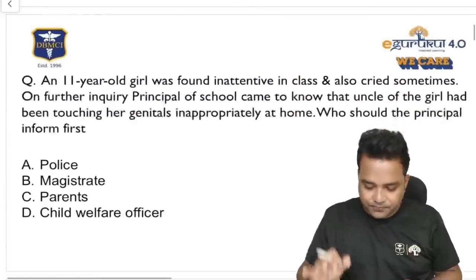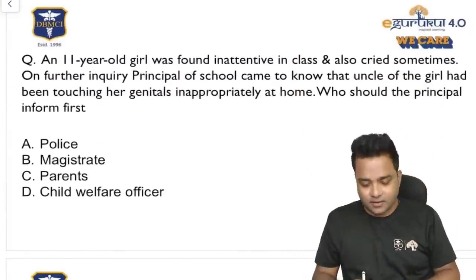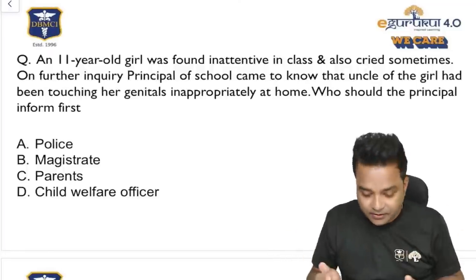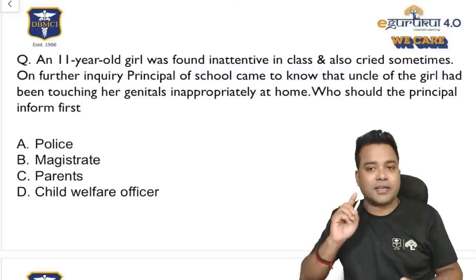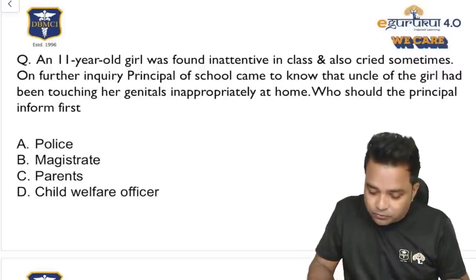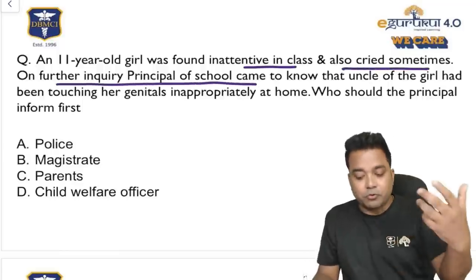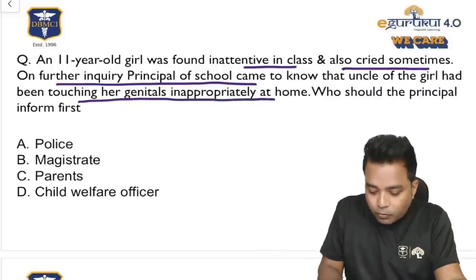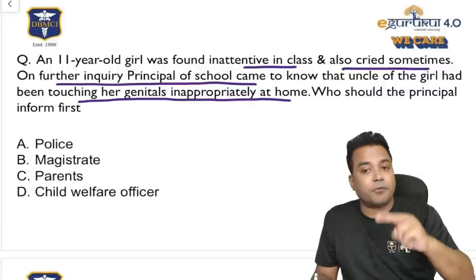Come to the next one. This is another hot favorite area of INICET examiners, and there are very high chances that one question from this topic will be repeated. So let us see the question. You must have gone through this question, I think. Particularly during my classes, I covered this question. An 11-year-old girl was found inattentive in class and also cried sometimes. On further inquiry, the principal of the school came to know that the uncle of the girl had been touching her genitals inappropriately at home. What is the offense which the uncle is committing? Because the victim is a kid. Who is a child in India?